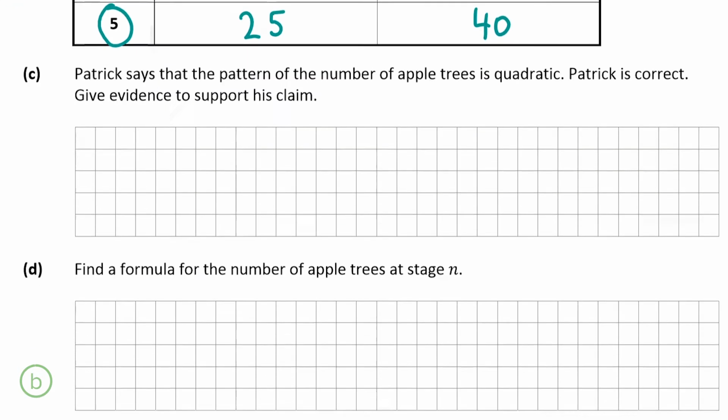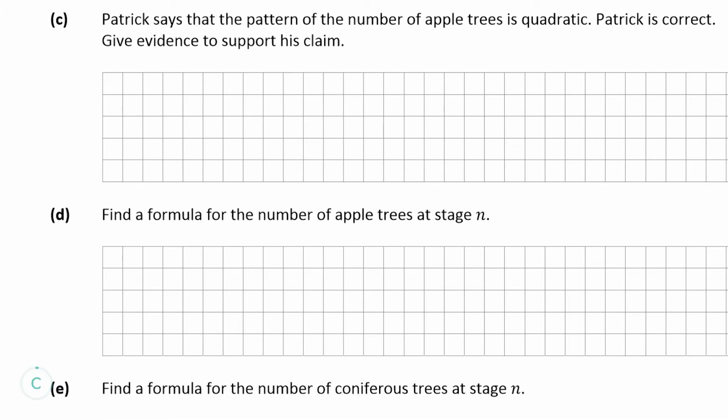Now let's move on to part C. Part C is worth 5 marks, and it says that Patrick is claiming that the pattern of the number of apple trees is quadratic, and Patrick is correct. Now we have to prove that he is correct. Let's draw out our pattern first of all. We started with 1 apple tree, then we had 4, then 9, 16, and finally 25. Now we're going to get the first difference and then the second difference. And as it's quadratic, the second difference should be the same every time.